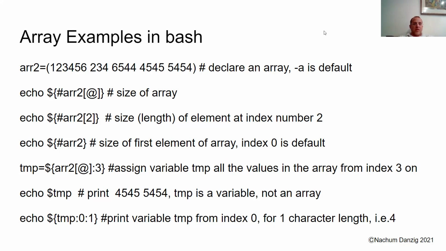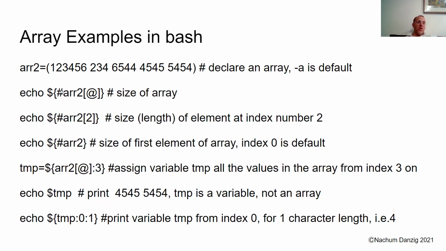But let's continue. Okay, so I make an array of 5 elements. Array 2 has got this value, this value, this value. I don't have to write the minus a, it's the default. In other words, when it sees these parentheses and everything, it figures out that it's an array.